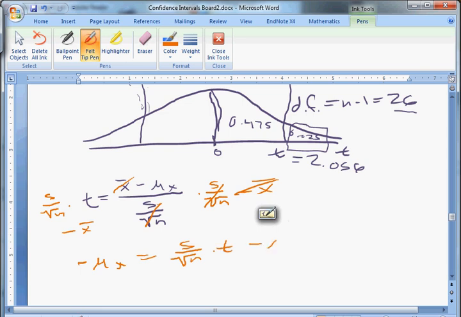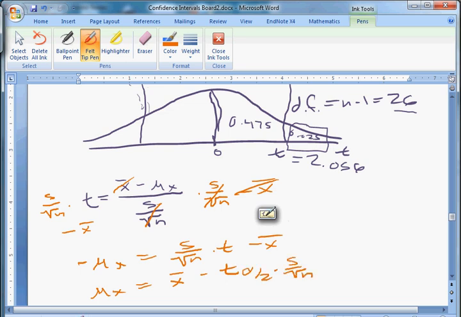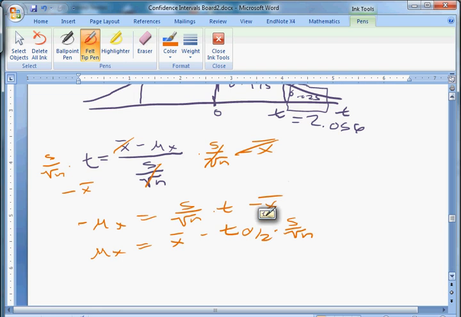Switch that around, you get mu x equals x bar minus t alpha over 2 times s over the square root of n. That should look familiar. That's the formula we had up top. And if you work through it with another one on the other end, you'll get mu 2 equals x bar plus t alpha over 2 times s over the square root of n. That's where the formula comes from. Essentially, we're just using a t-distribution instead of a z-distribution because we don't know the population standard deviation.